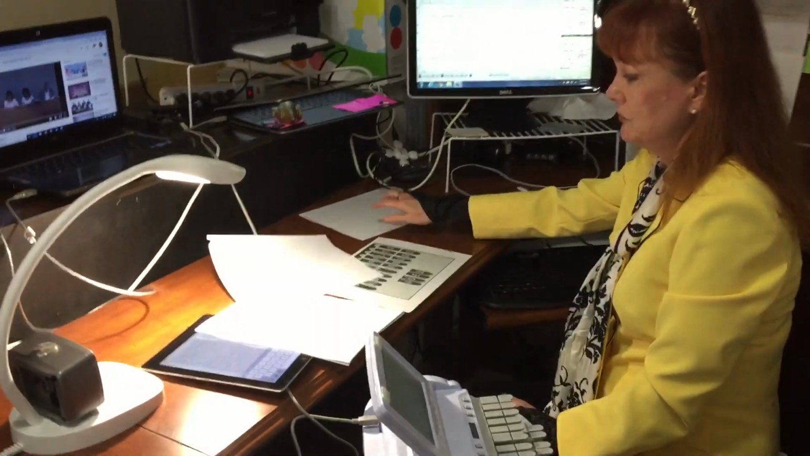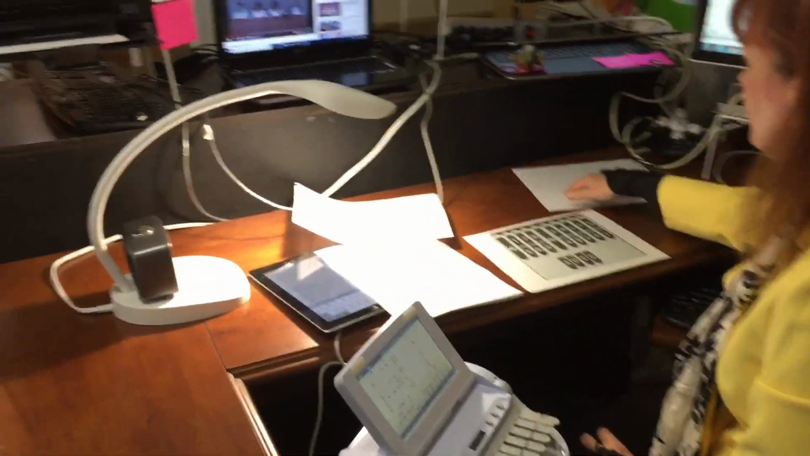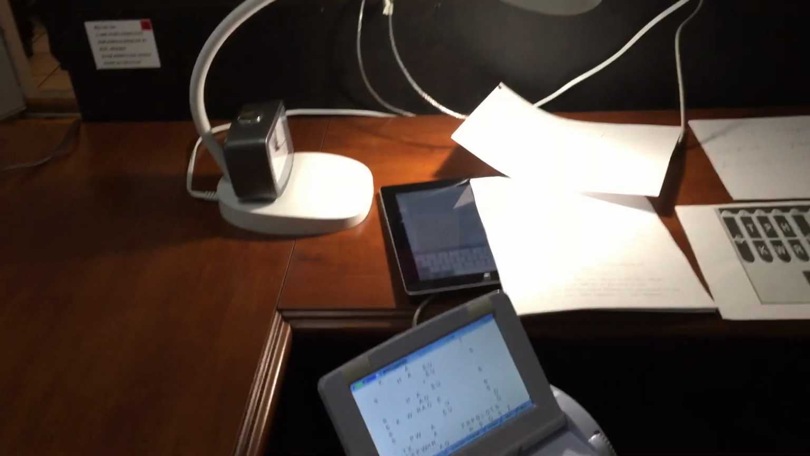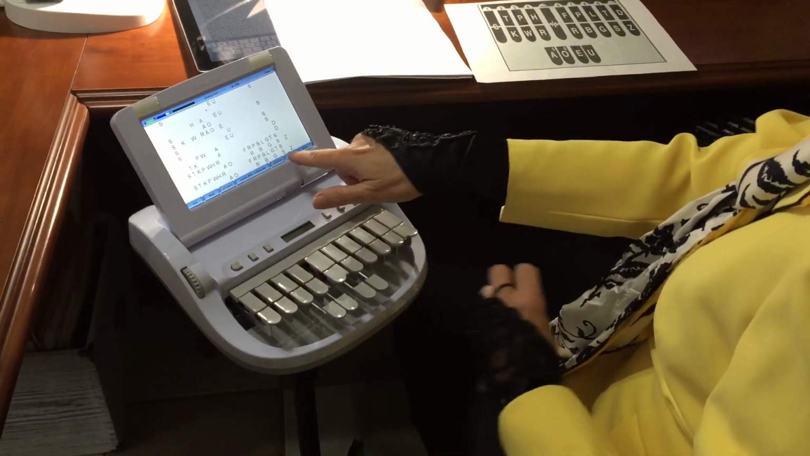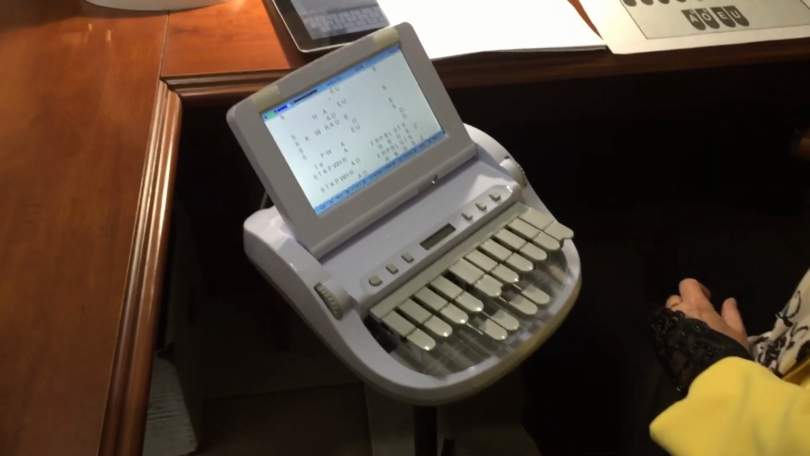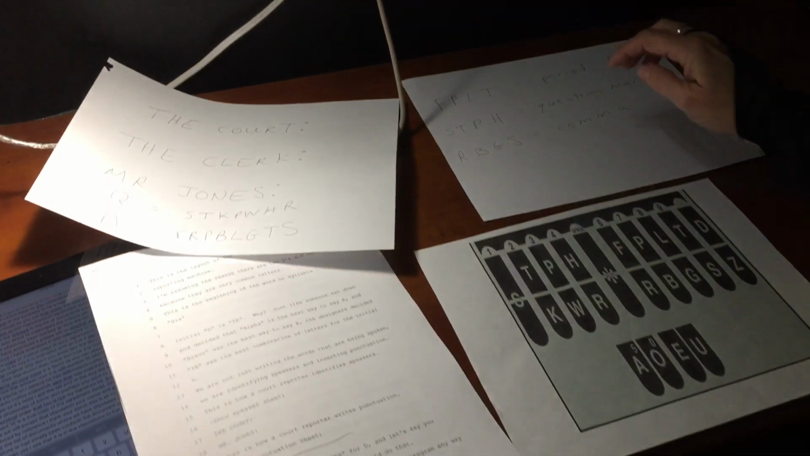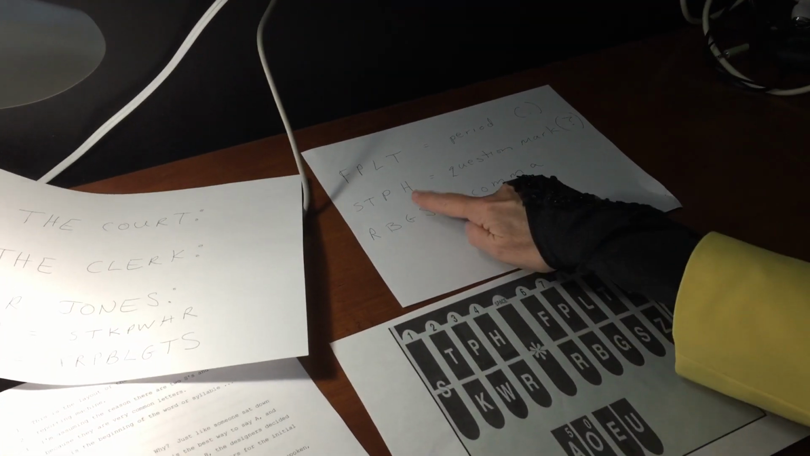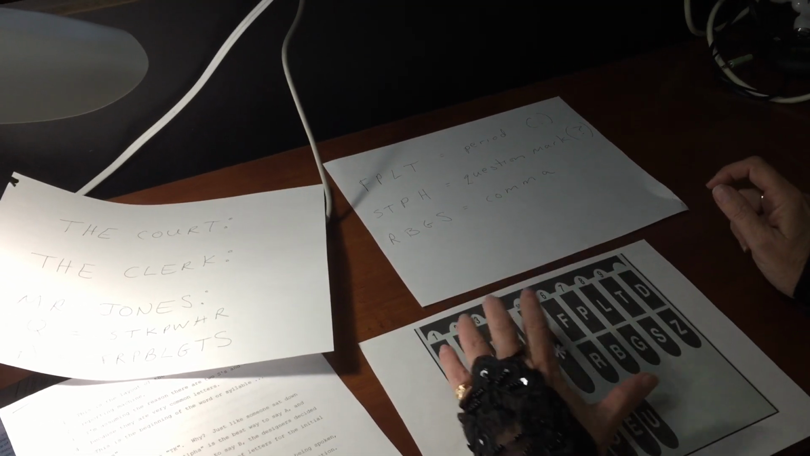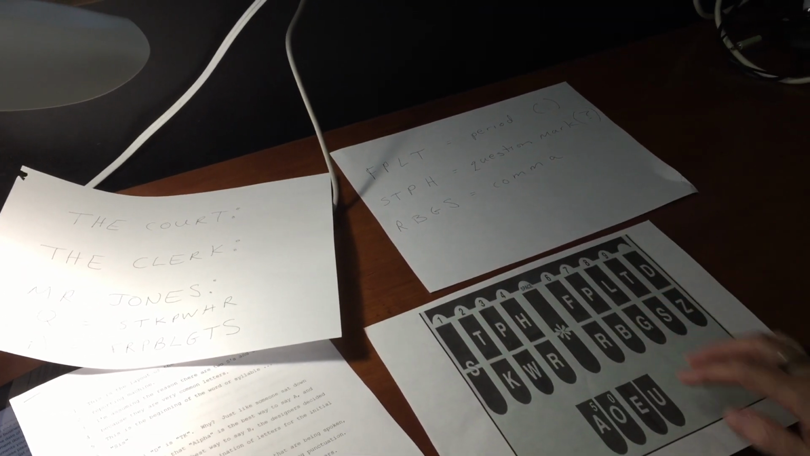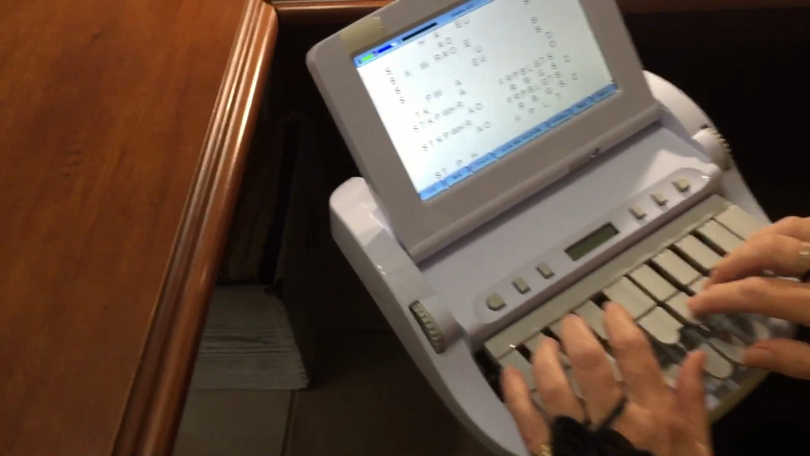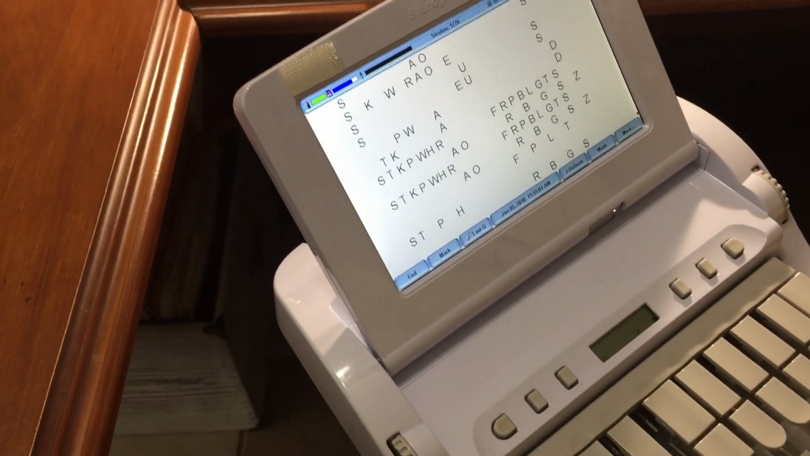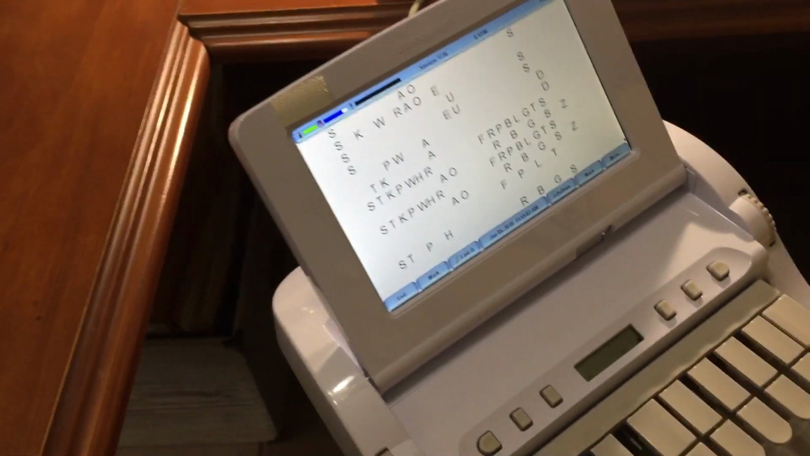And this is punctuation. This is what the court looks like, this. And I write the clerk, A-O, R-B-G-S-Z. The period, I write F-P-L-T, question mark, S-T-P-H, the comma, R-B-G-S. So this would be period, question mark, comma. So that's how we write punctuation.